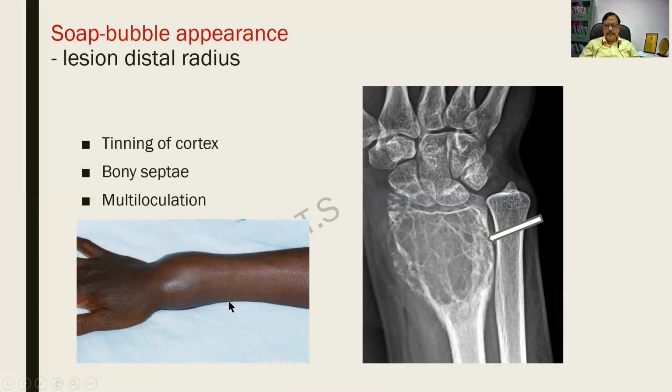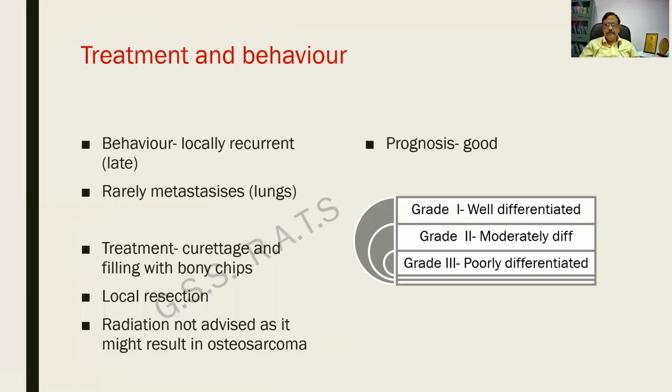And this is the clinical picture. Clinically, classically, the giant cell tumor is present in a patient who is 30 years or more. And look at the expansion that is seen in the forearm. The treatment and behavior: it is a locally recurrent tumor. And what the surgeon does is curettage, that is, they scoop off the tumor and it is filled with bony chips. It rarely metastasizes to the lungs. It is very rare, but local recurrence is very common.